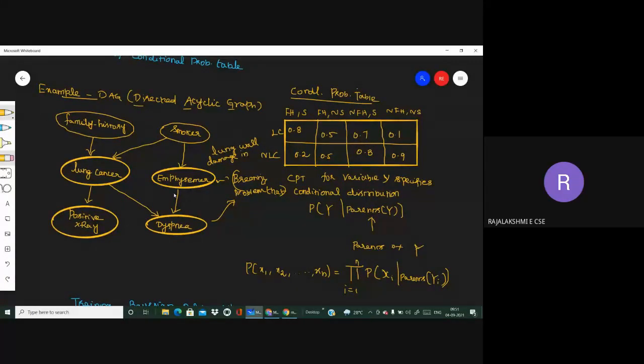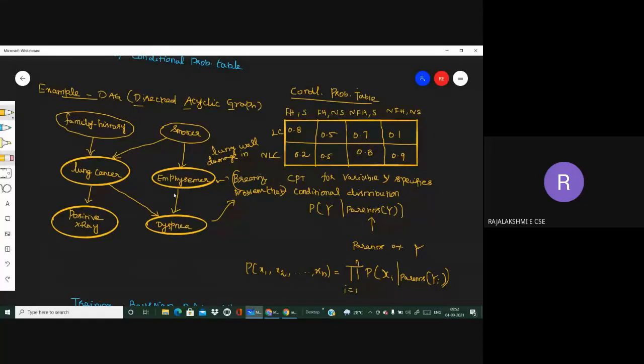Okay, and there is a positive X-ray. If the X-ray result is positive, it is because of this lung cancer. So this is actually a directed acyclic graph. It will have parents. For example, these are all the results of a particular attribute. So each and every node is actually a result.